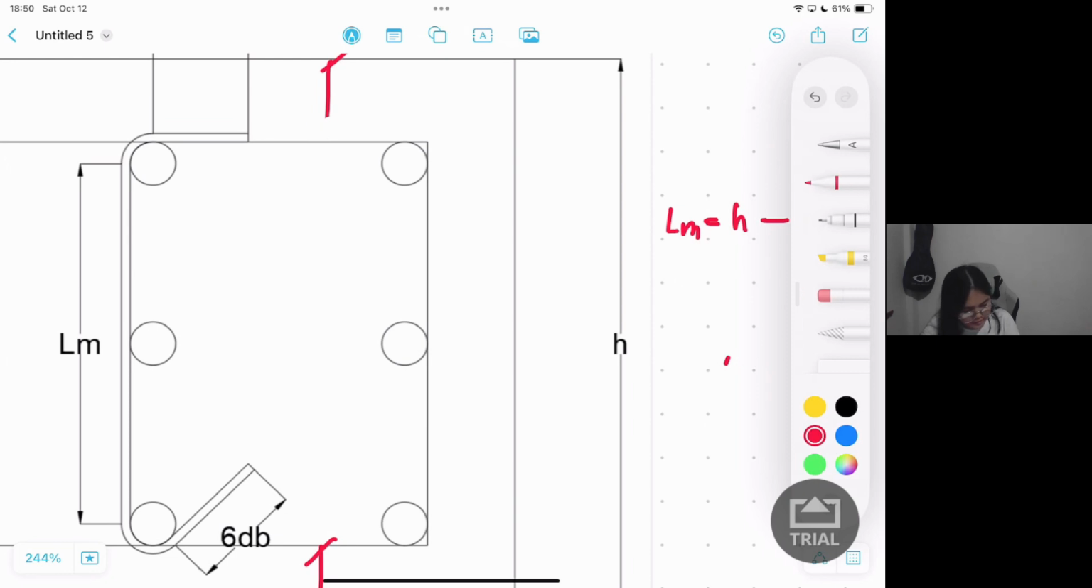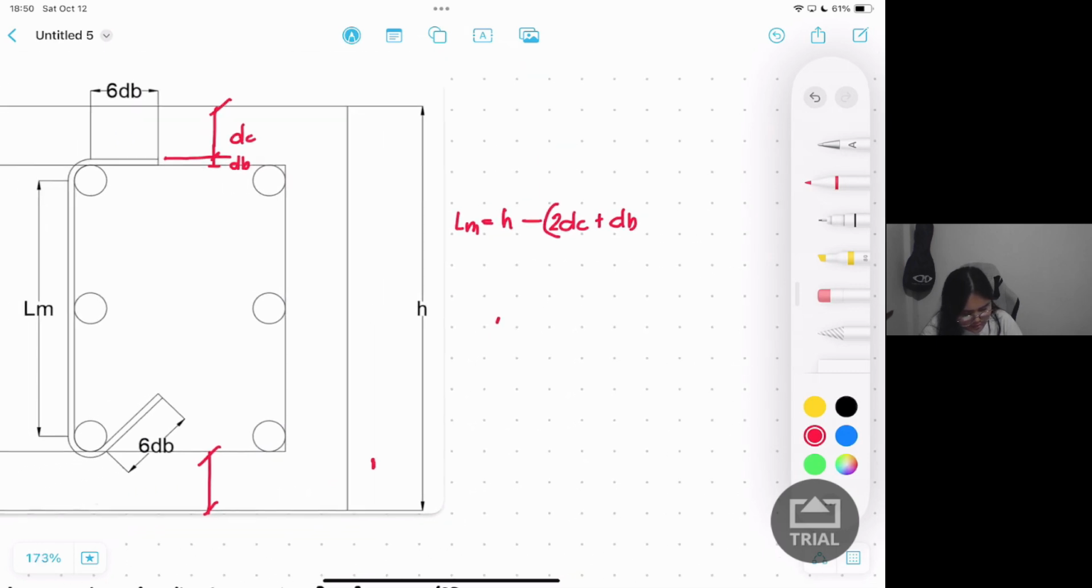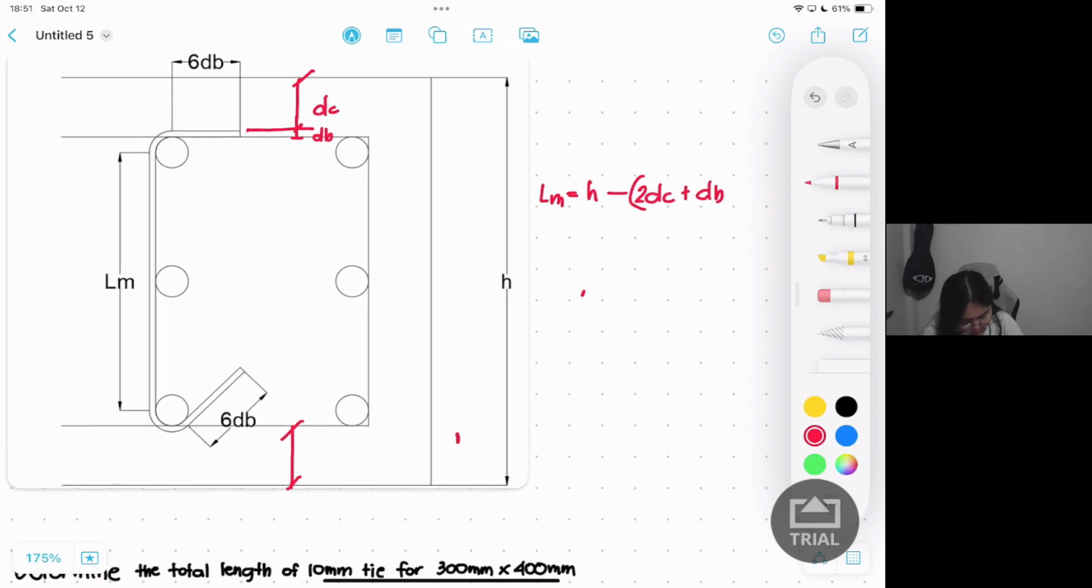Dito lang siya. Ayan, DC. Then, minus ito. Yung maliit na yan, yan yung DB. Okay? Yung diameter nung bar natin. DB. Minus yung dalawa nating ito. Ito. Tsaka ito, yan yung diameter nung bend natin. Okay? Ay, sorry.